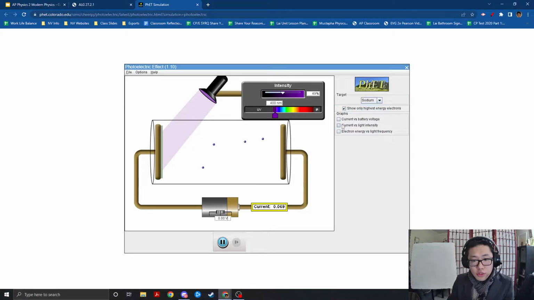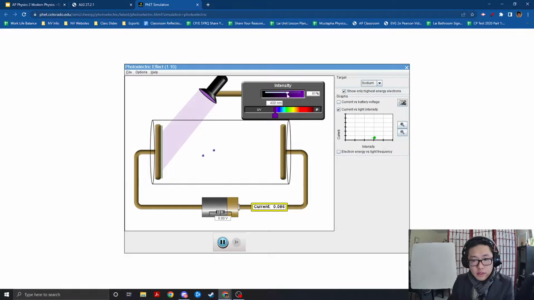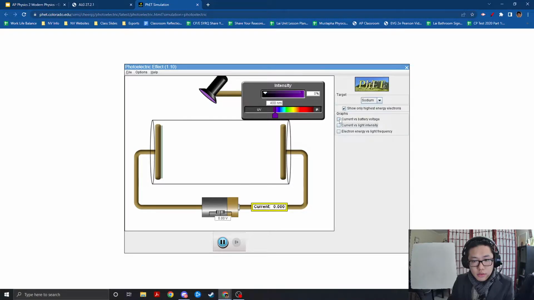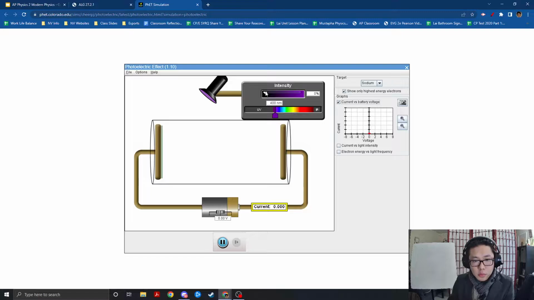As we increase the intensity, you could see that the total amount of current seems to increase, right? We have more electrons that are now able to make it across. However, if we notice, nothing actually changed about the electron speed. And if I decrease the intensity to 0, we have 0 current. So now let's check out what the battery does in this experiment. I'm going to turn my light intensity back to 50%, and we can see electrons making their way across.